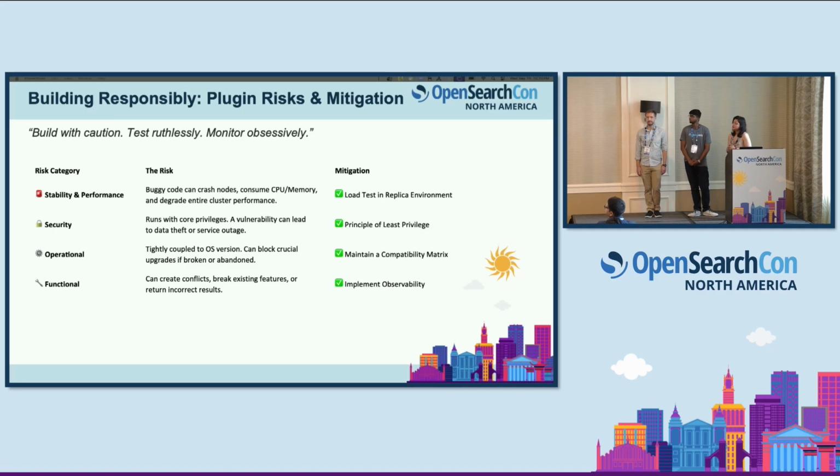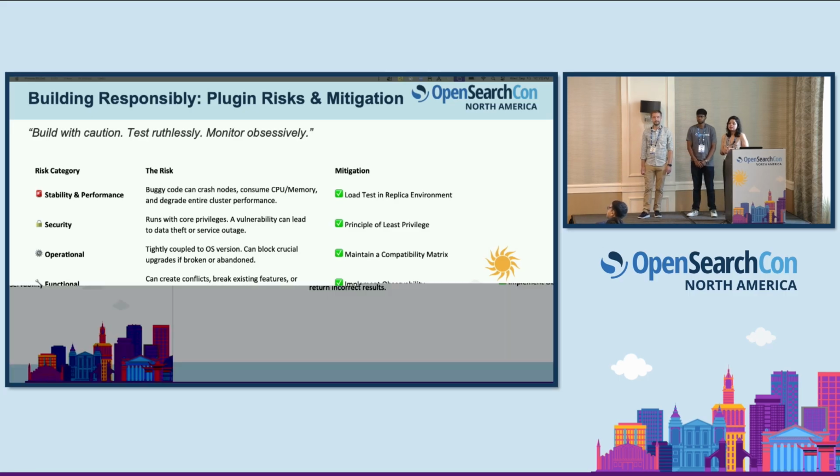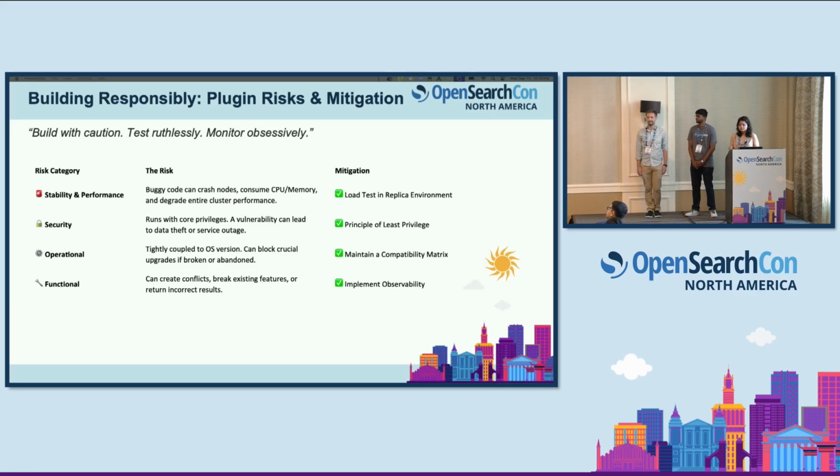Plugins give us great power, but with great power comes great responsibility. So now let's discuss what things we need to keep in mind while building plugins. Plugins can cause cluster stability and performance risks as they run inside the same OpenSearch JVM. So buggy or inefficient code can crash nodes, consume your JVM, CPU, or memory, and basically degrade the entire cluster's performance. To avoid this, you need to load test the plugin in a full-scale replica environment and monitor metrics like heap usage, garbage collection, indexing throughput, latency, etc. Plugins run with the same core privileges inside the cluster, so there are some security risks associated as well.